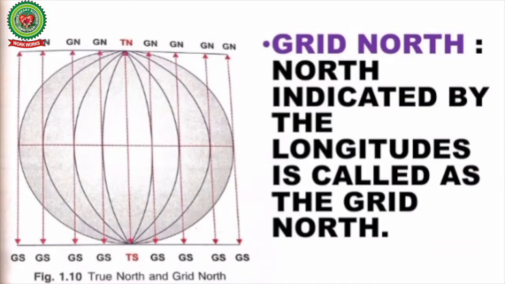Now next is grid north. Grid north is the north indicated by the longitudes and thus is called the grid north. As you can see in this picture, there are latitudes drawn at various distances, and in the center we have true north and other longitudes are drawn at an interval of 15 degrees showing the grid north.